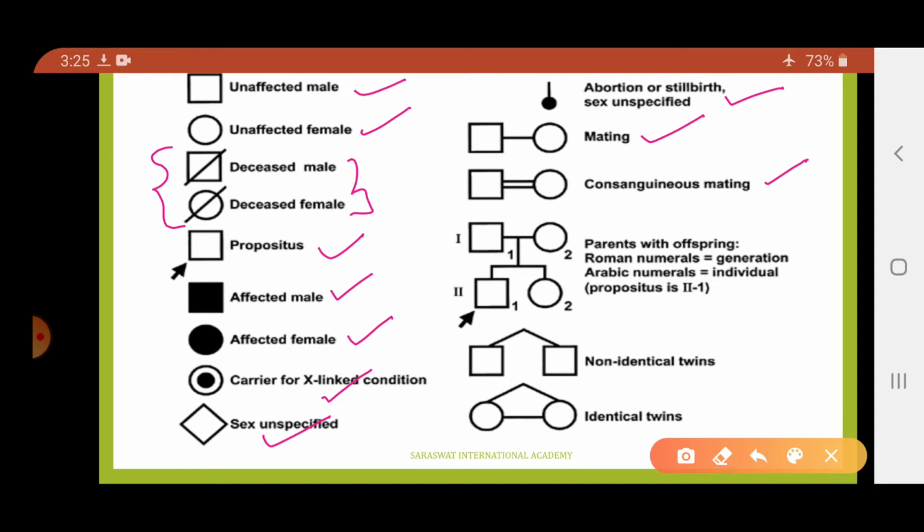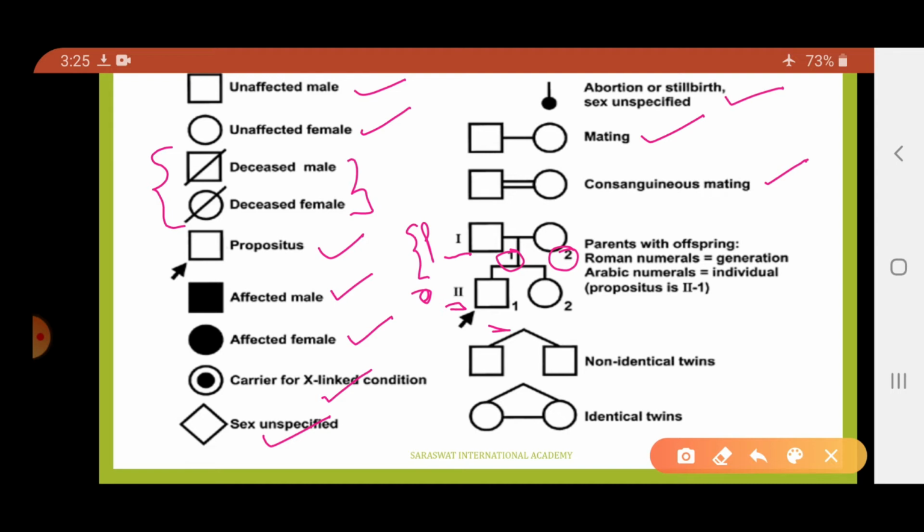Now students, always see the generations. The generations are represented by Roman numerals. See here, 1 is written in Roman numeral and 2 is also written in Roman numeral. So what does it indicate? It indicates the generation. And the Arabic numbers represent the individuals. Here the above ones are the parents, and the second generation is of the offspring. In the second generation, the first one is the propositus.